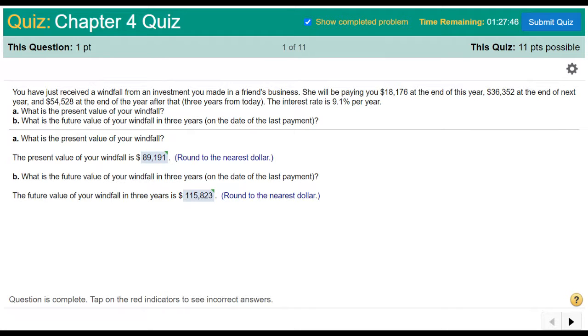After you've done that, then you take the future value of this amount. So N equals 3, IY equals 9.1, payment is 0, present value is 89,191, and then compute for future value. And then you're going to come out to this amount. Take your time with this, especially with this question, because one slip and everything is wrong.